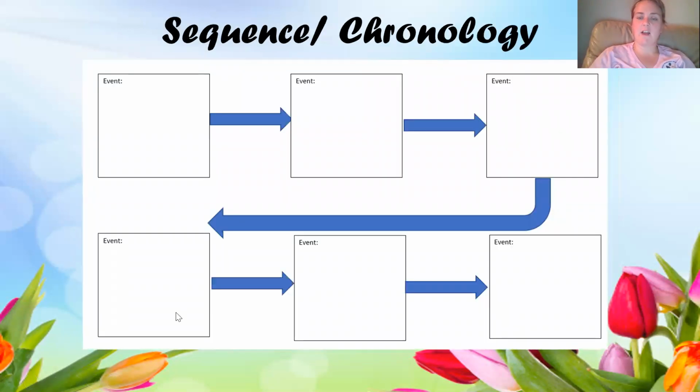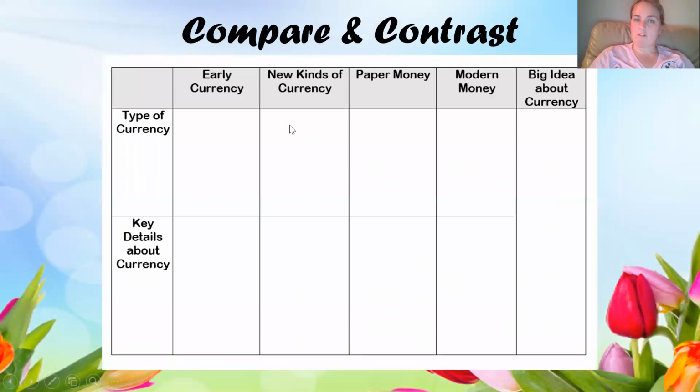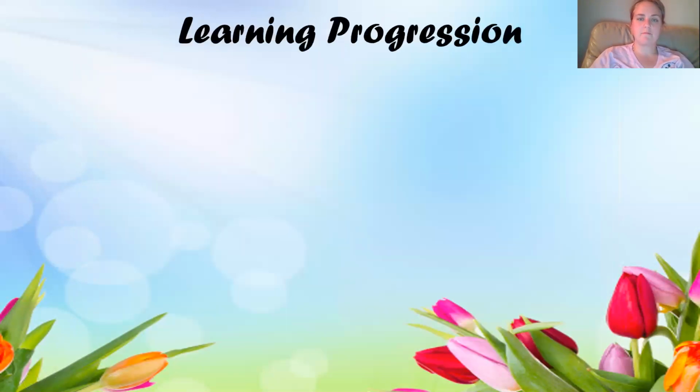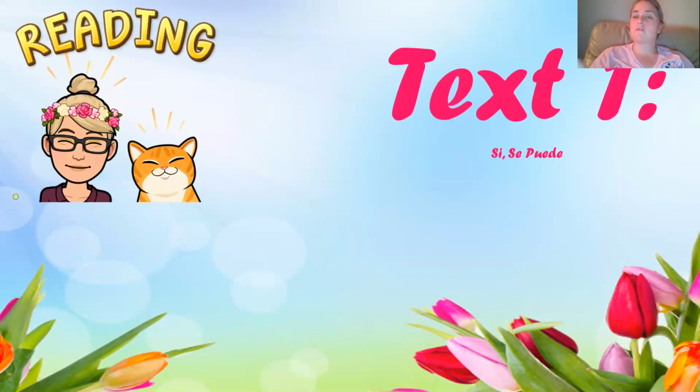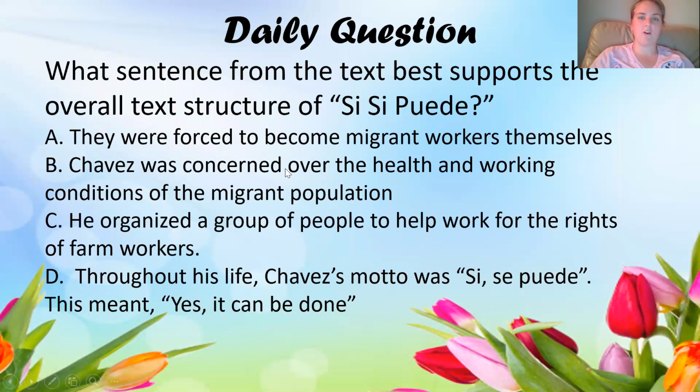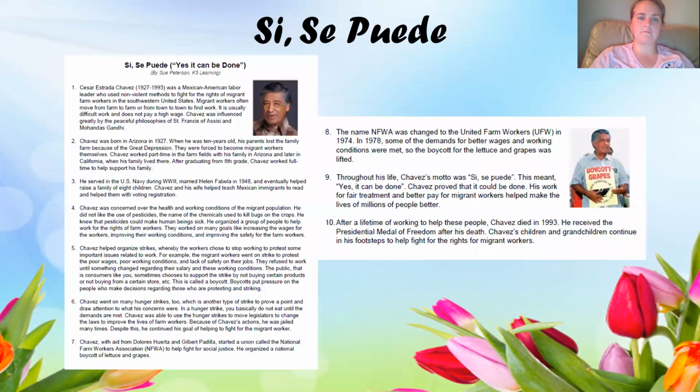So this is the graphic organizer we're going to use for sequence. This is the graphic organizer we're going to use for compare and contrast. Okay, so the first text we're going to read is Si Se Puede, so we're going to go ahead and move on. Okay, so here's our daily question for today. We'll go over this at the end of our lesson. All right, so let's go ahead and read.